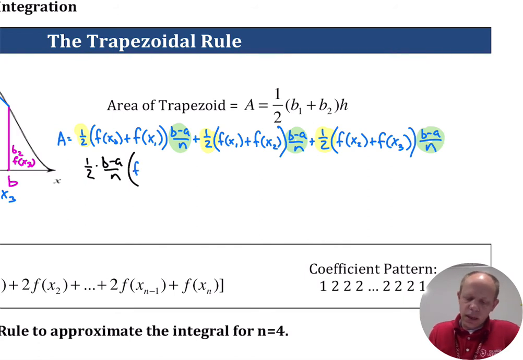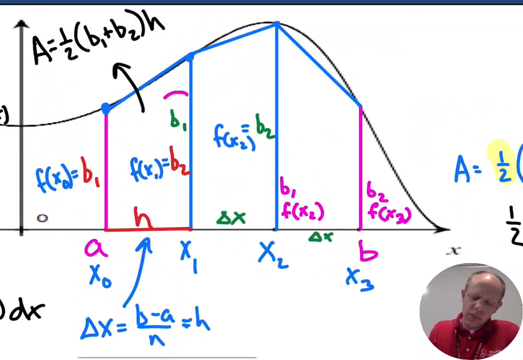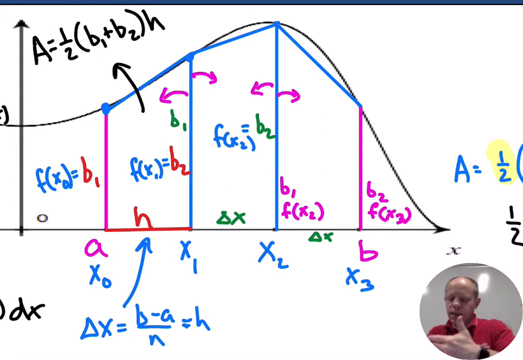So we have in the first trapezoid f at x sub 0 plus f at x sub 1. In the second trapezoid, we're going to have f at x sub 1 plus f at x sub 2. And in the third trapezoid, we're going to have f at x sub 2 plus f at x sub 3. So if we look closely here, we're going to have two f at x sub 1s in here. The reason being is one of them is in this trapezoid, and the other one is in the second trapezoid. And the same thing is going to happen for f at x sub 2. It's going to be in the previous trapezoid and then in the next trapezoid.